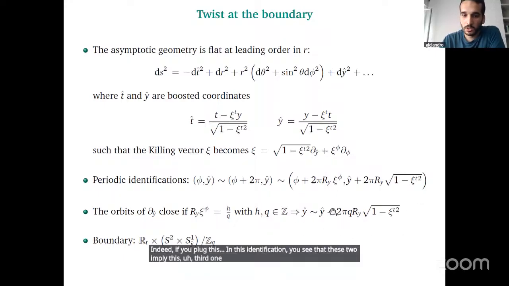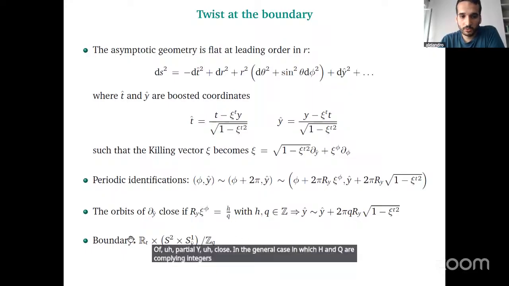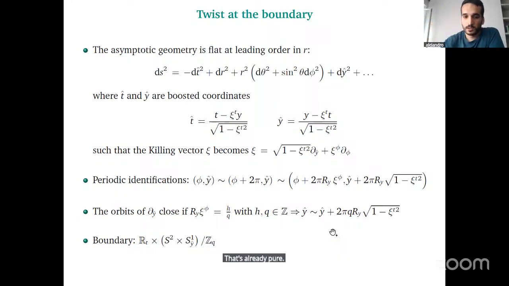Once you impose this quantization condition, the orbits of partial y close. In the general case in which h and q are coprime integers, the boundary is R_t times S2 times S1 mod Z_q, as Pierre already said. From now on, I will just set h to 1 because it's not important at all.